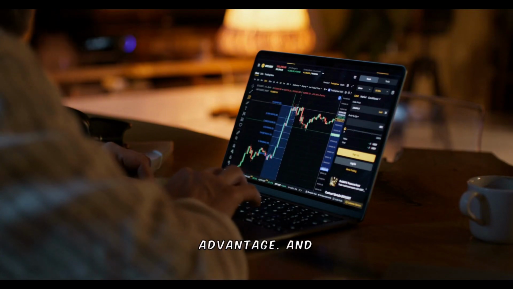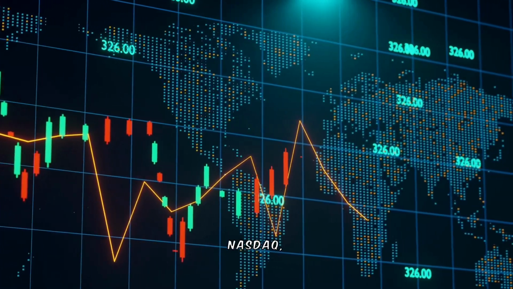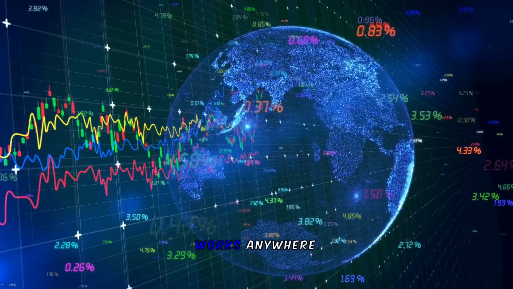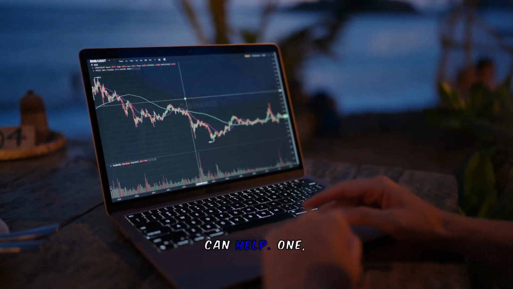That's the VIP advantage. And it's not just crypto. You can do this with NASDAQ, gold, EUR/USD, Tesla, oil. VIP works anywhere you can chart. Basically, anywhere there's a chart, VIP can help.